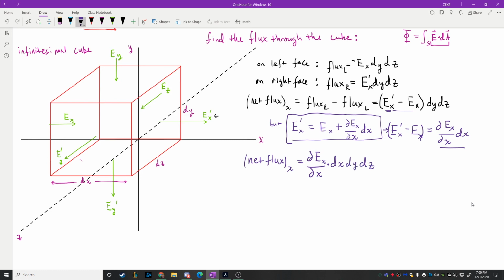Or, since dx times dy times dz is going to be the volume of our cube here, it's really just del Ex, del x times the volume of the cube, dV. And there we go. Kind of a hint at this idea of flux divided by volume showing up. And now what we would do is go through and do this exact same thing for all the other faces. But until we do that, do you all understand this part? Anyone have any questions?